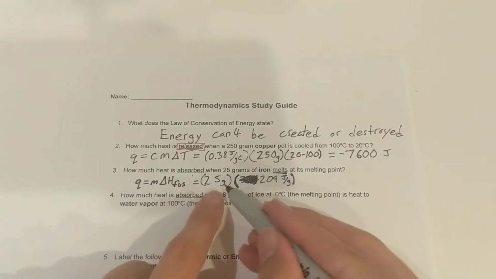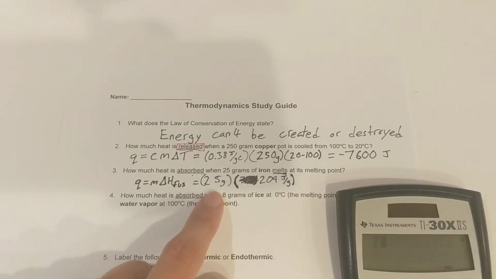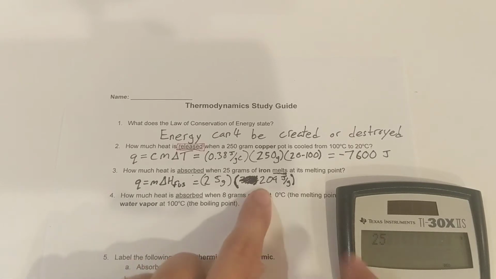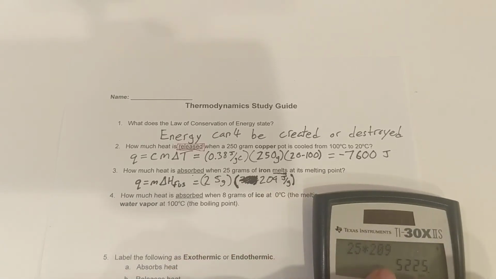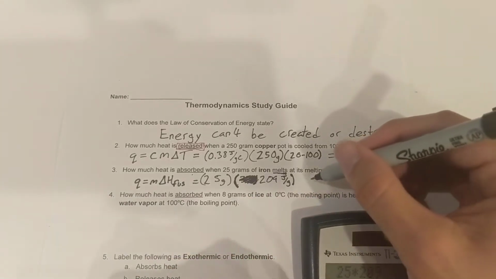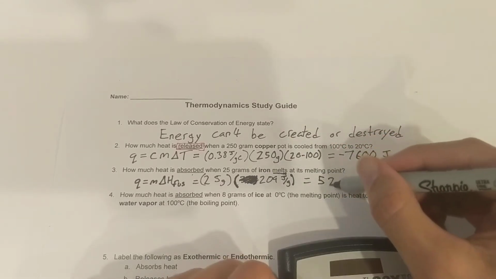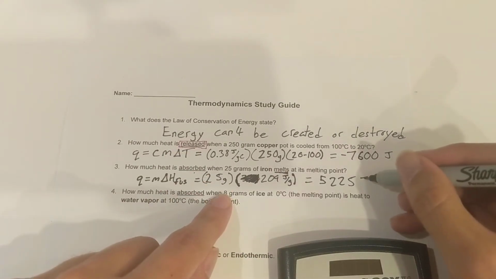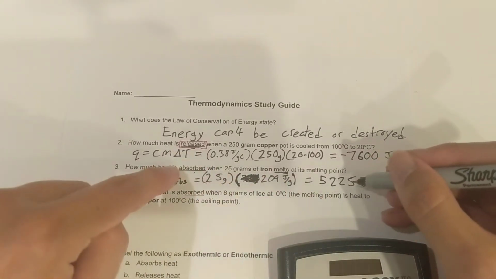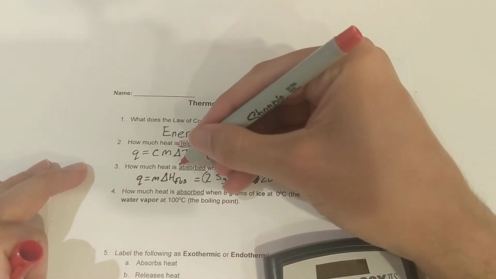All right, so we got 25 grams. Let's get the calculator out here. 25 grams times an enthalpy of fusion of 209. Our answer will be about 5,225 joules. And it will be positive because that energy is absorbed.